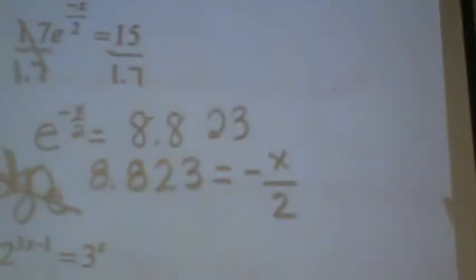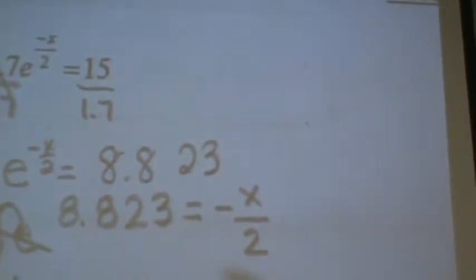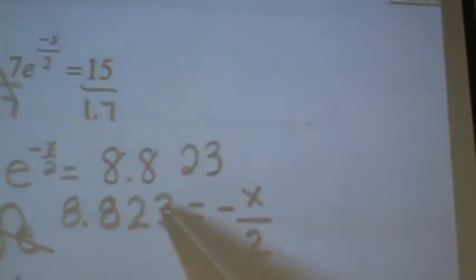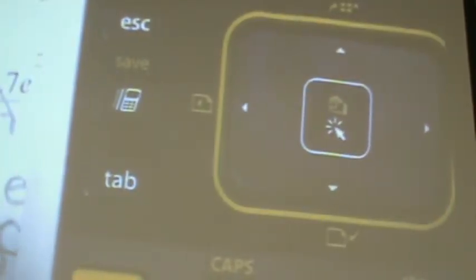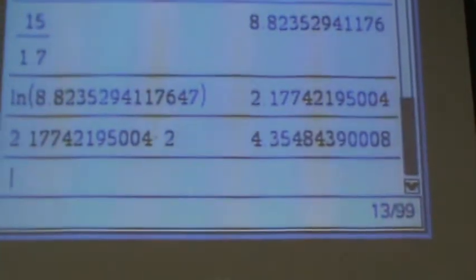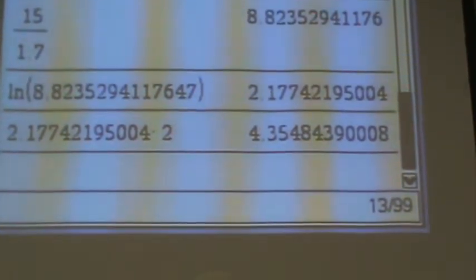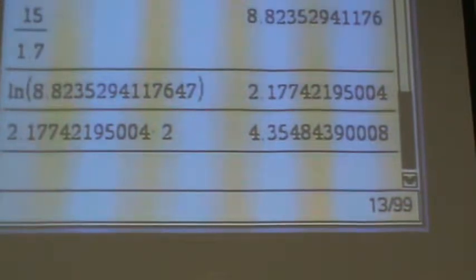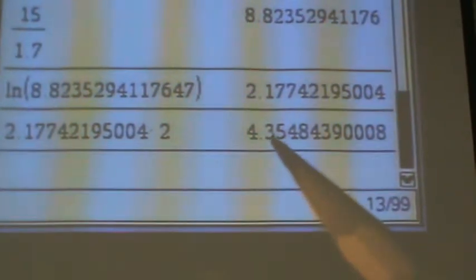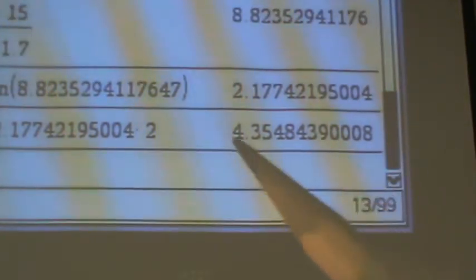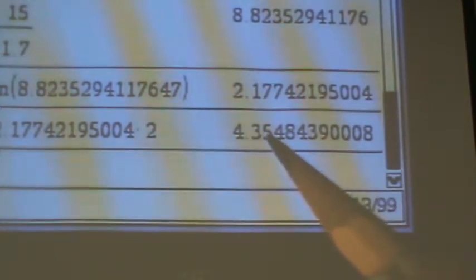Okay, back to our test. So 2.17 equals. So now what do you think you do? You're going to multiply that answer by 2, and then switch the sign, or multiply it by negative 1. So what answer are you going to write on your paper? Negative 4.355. Good.